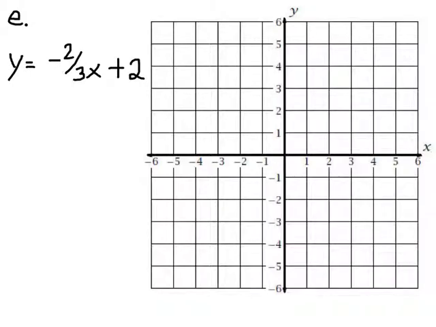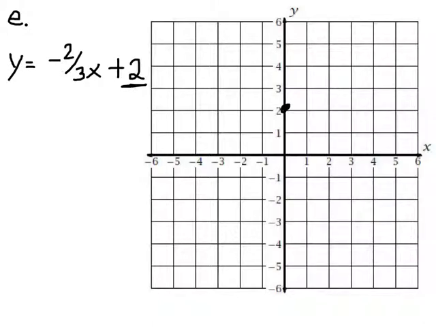Now in the next set we have just the opposite. We've got to draw the line based on what we see here. So in this case, we see that our y-intercept is positive 2. So we're going to start at positive 2. We don't have to make a point there, but we can. From there, our slope is negative 2 over 3.